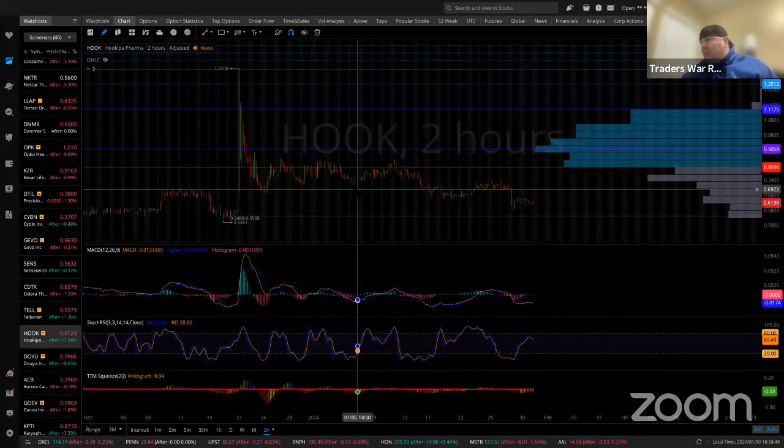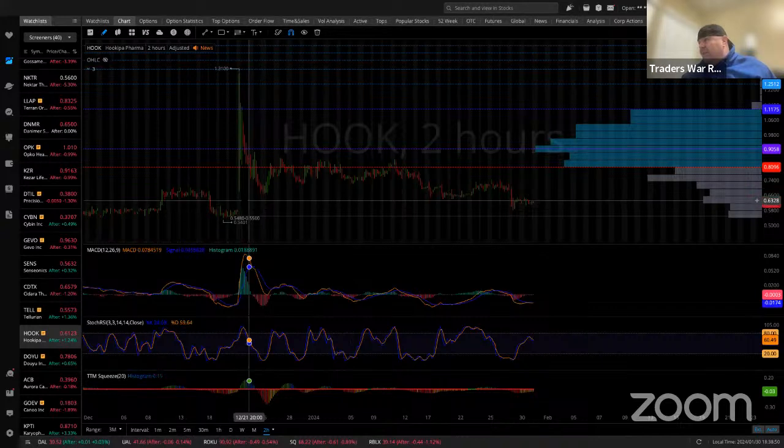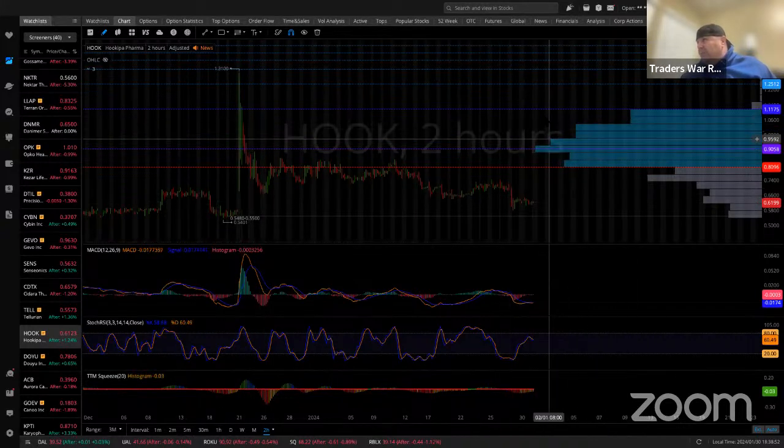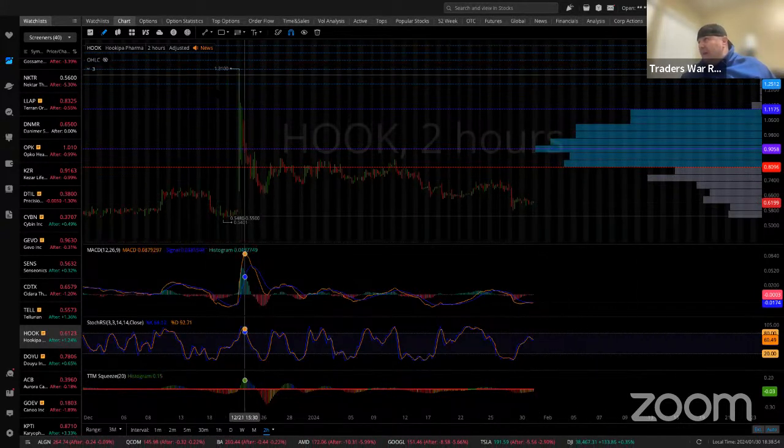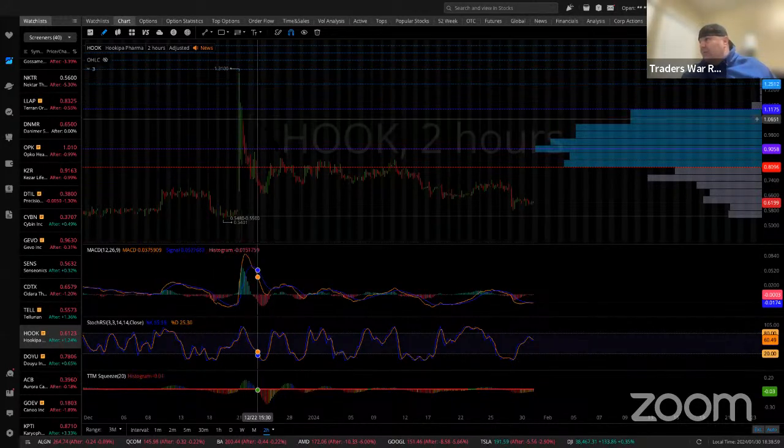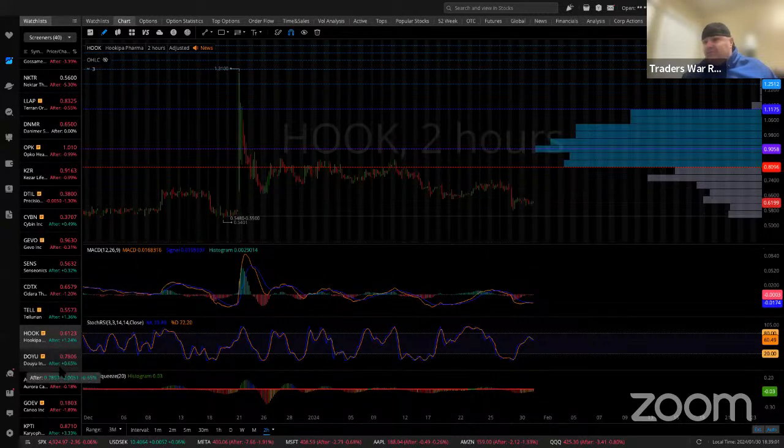Hook, looks like we're failing. Want to go recover this thing. We got some volume up here at the top though, but you can see you got a bunch of bag holders. They probably rode this bull and then just sold off. Bam, bam. Caught him.